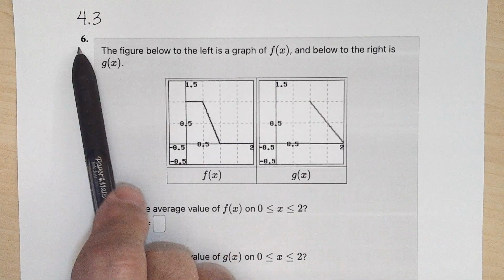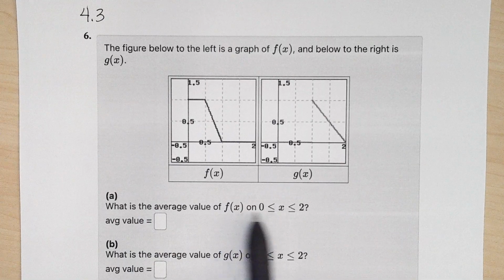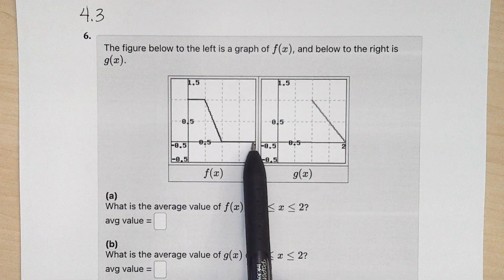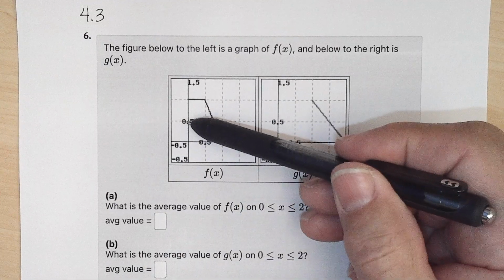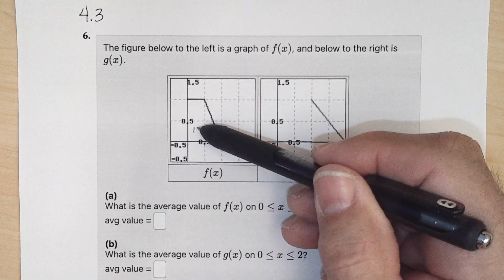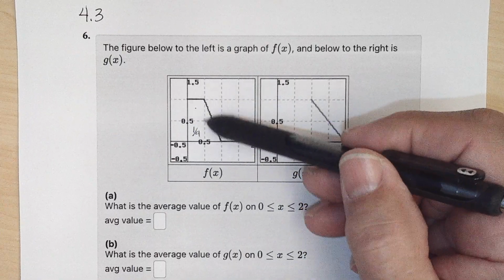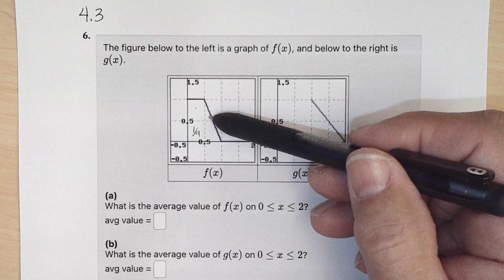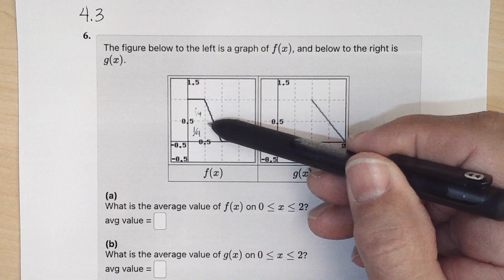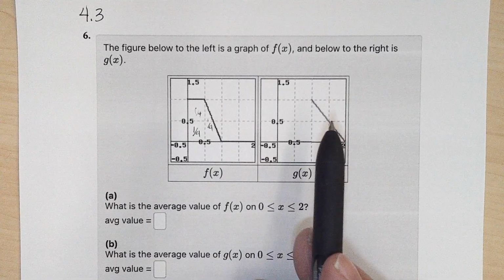This is section 4.3, number 6, and it asks what is the average value of f from 0 to 2? From 0 to 2, we have area here. This is a half by a half, so a half times a half is 1/4 for a box. We got one box, two box, and this is half of two boxes, so that's one box. So we got 1/4, 1/4, and 1/4, making a total of 3/4.